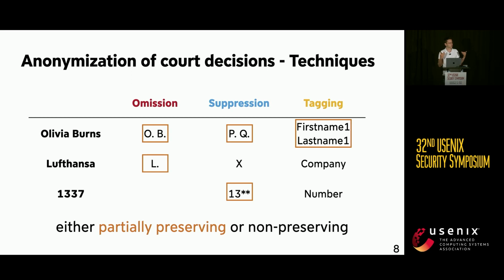We further distinguish whether these techniques are partially preserving or non-preserving, meaning in the partially preserving case that information of the original string is preserved. So for omission, this is clear because only in the case where you fully omit, nothing is preserved, and in all other cases, you typically preserve information. For suppression, in the case of PQ, you preserve that the string consists of two substrings. Same holds for tagging in that case.